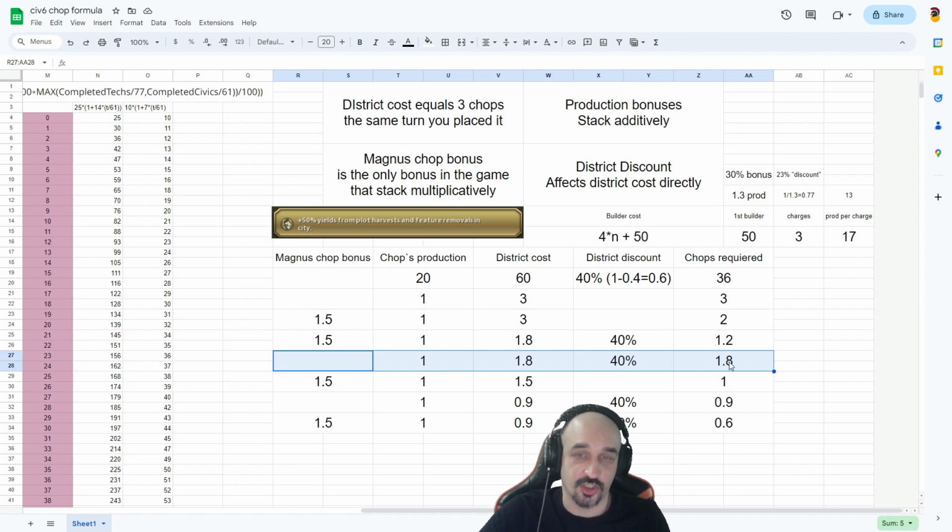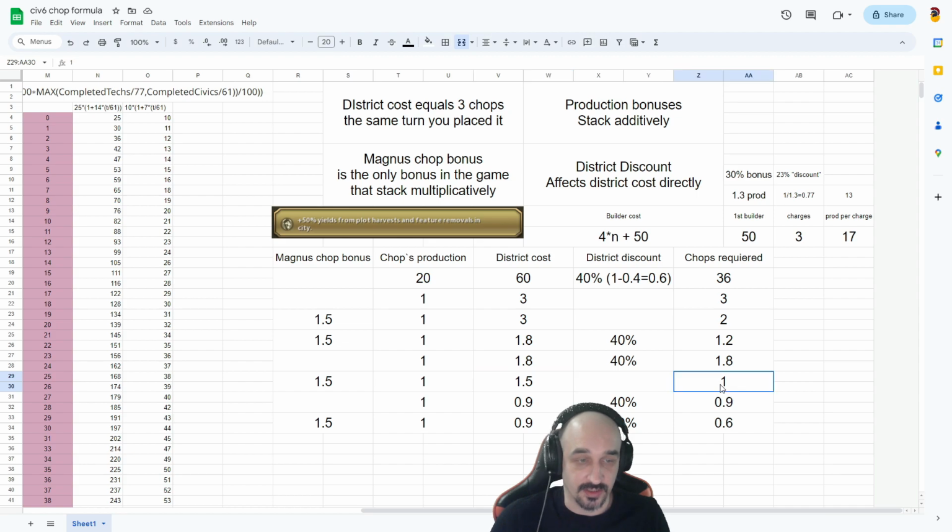That's the game changer. Like before, in the previous strategy, you place a district, you wait, and then you chop it. But now you place a discounted district and you chop it immediately. So you get your sweet juicy bonuses from that district right away. And that is why I have better tempo. There's another thing: Magnus and a unique district is one chop.